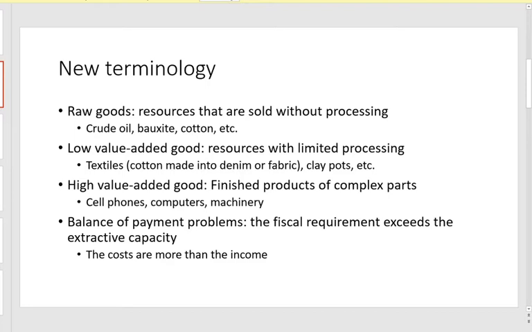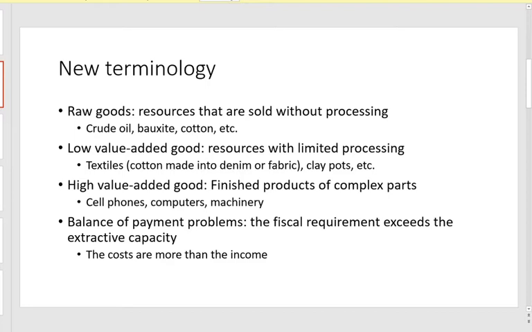And then the last term, which is going to become very important, I really want you to know this, is balance of payment problems. All balance of payment problems means is that the monthly expenses of a state are greater than the amount of income they have, right? We use the term the fiscal requirements exceed the extractive capacity. Their ability to take in income is lower than their ability to pay their debts and their employees. The Soviet Union, right after it broke up, Russia was no longer able to pay its soldiers. So it ran into a problem, and it just stopped paying its soldiers.